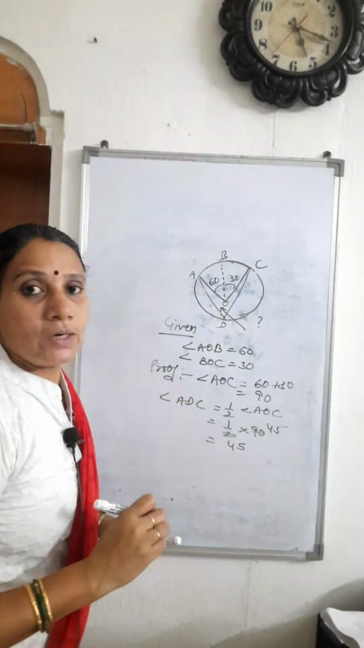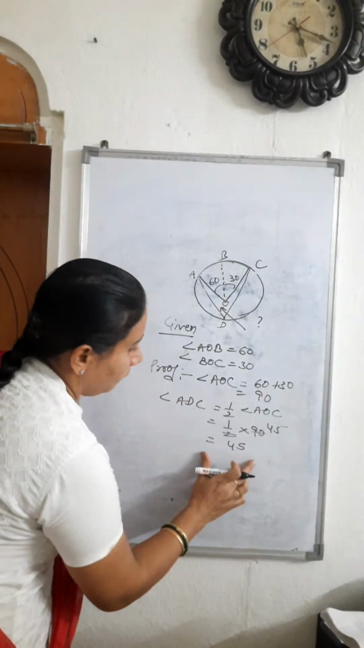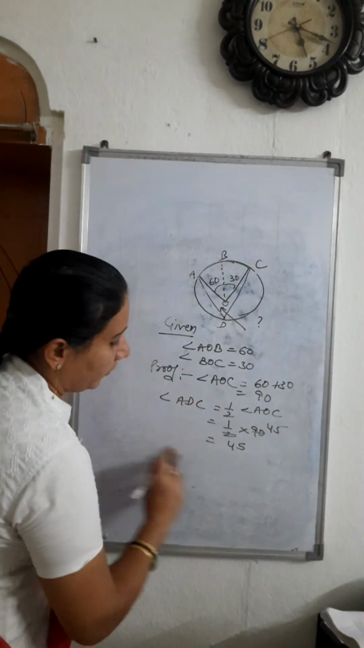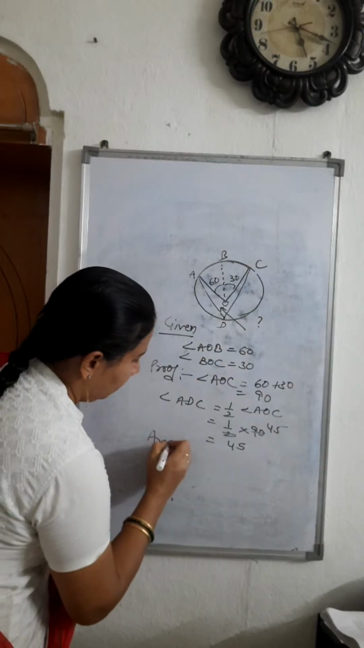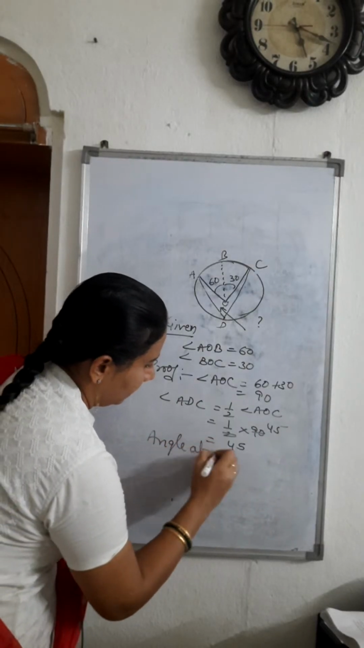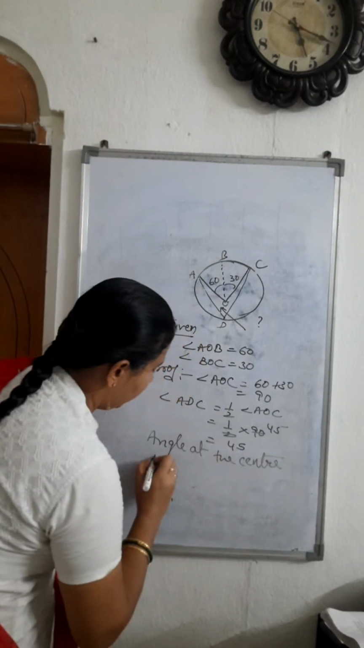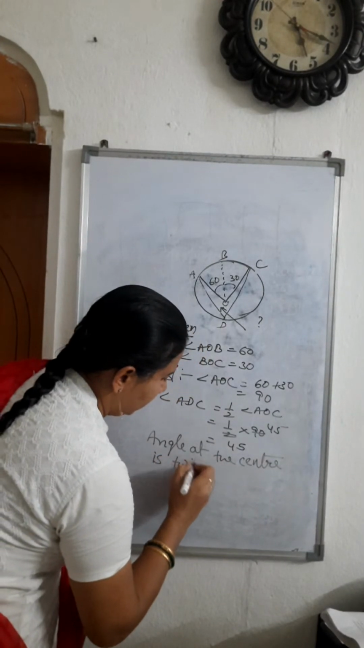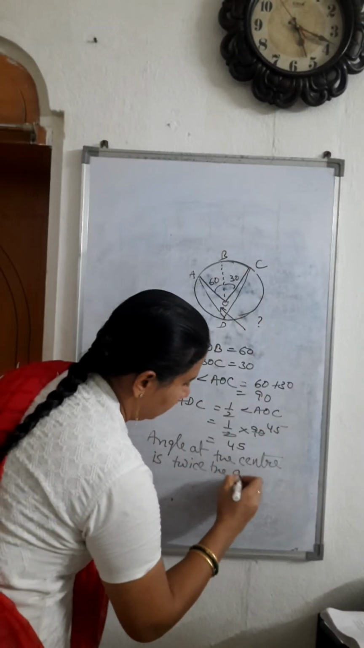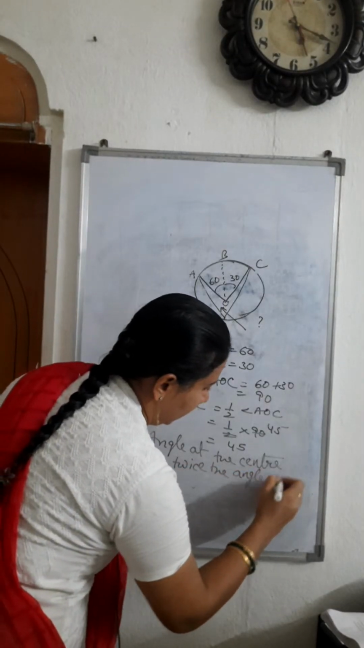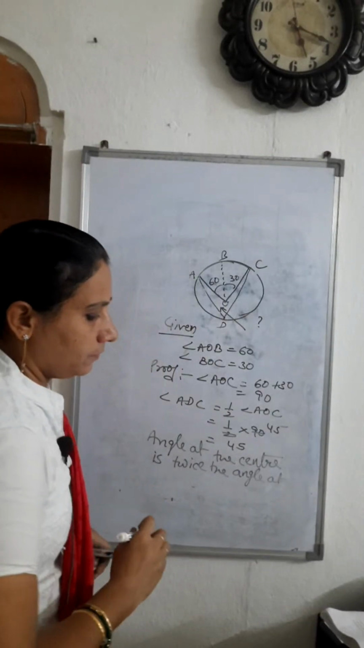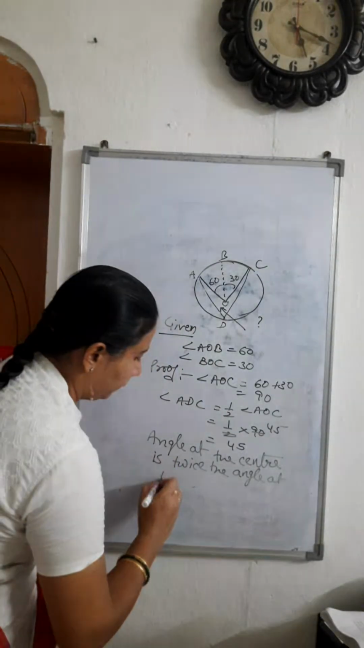Now what can we conclude here? Finally, that statement we need to write: angle at the center is twice the angle at other part of the circle. So this we need to prove.